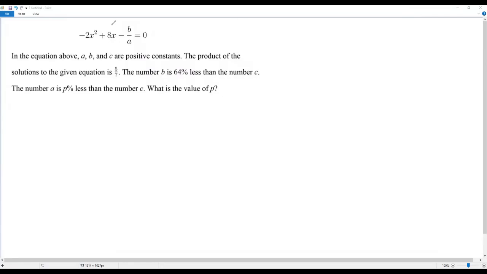Here we have a SAT math problem. Okay, let's go to the question. Negative 2x squared plus 8x minus b over a equals 0. In the equation above, a, b, and c are positive constants. The product of the solutions to the given equation is 5 over 7.